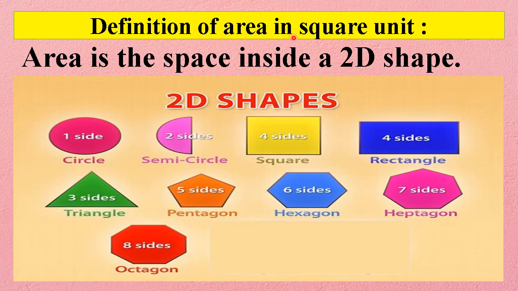Definition of area in a square unit. Area is the space inside a 2D shape. A 2D shape has sides and corners and is completely flat, having only two dimensions, such as width and height, but no thickness.